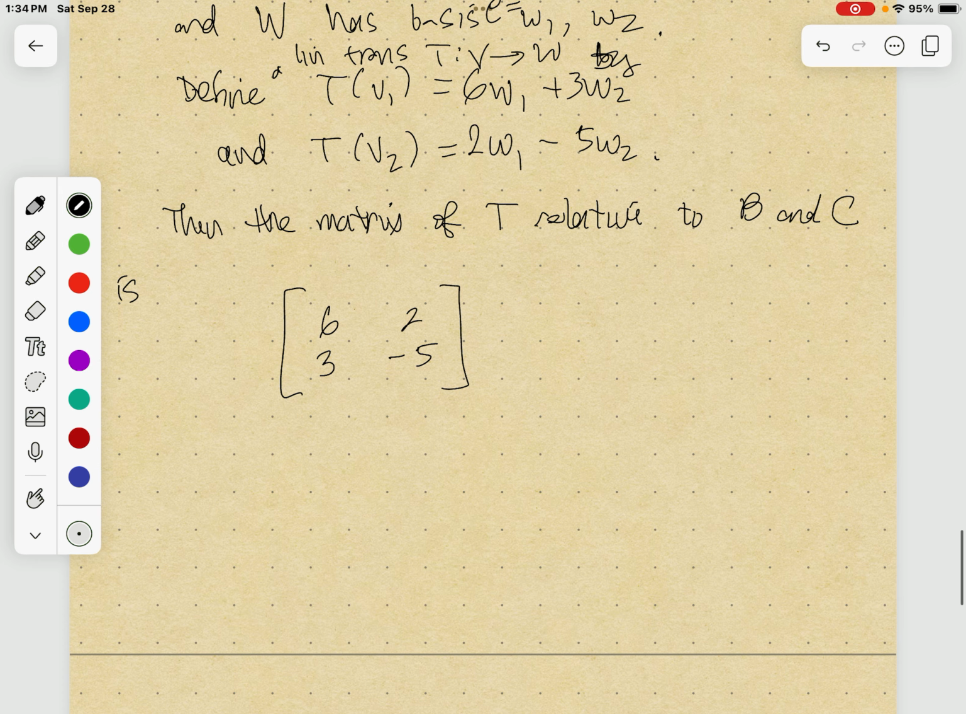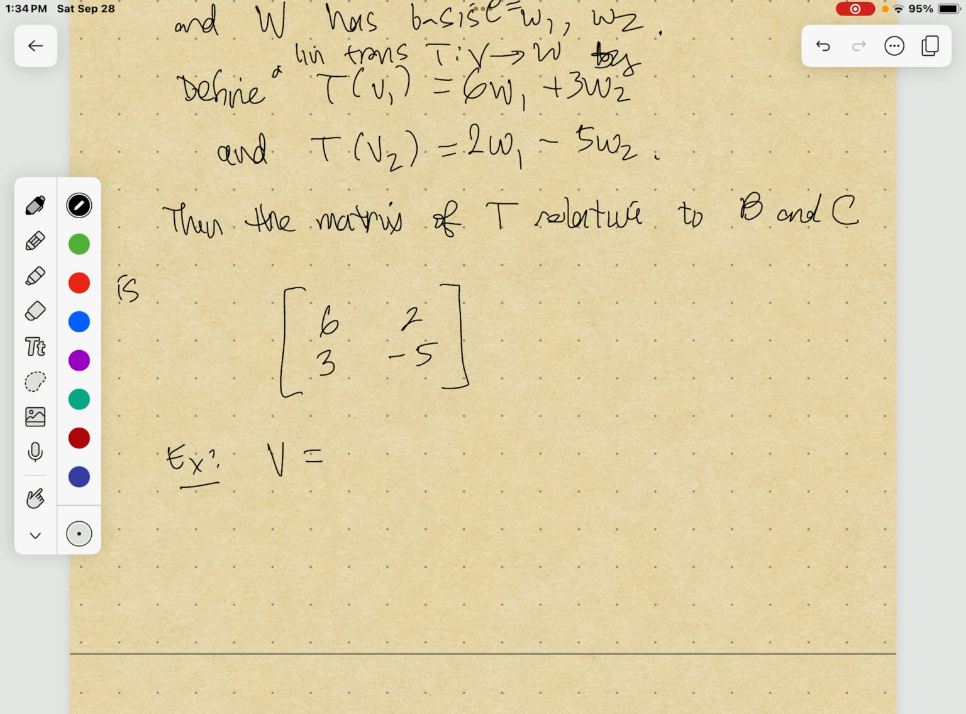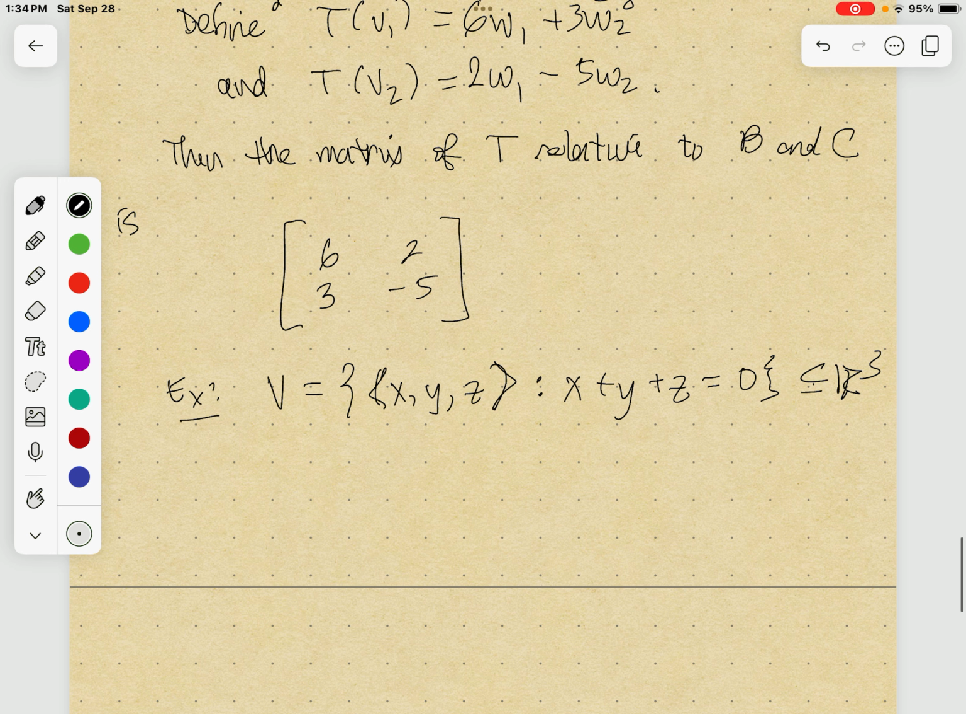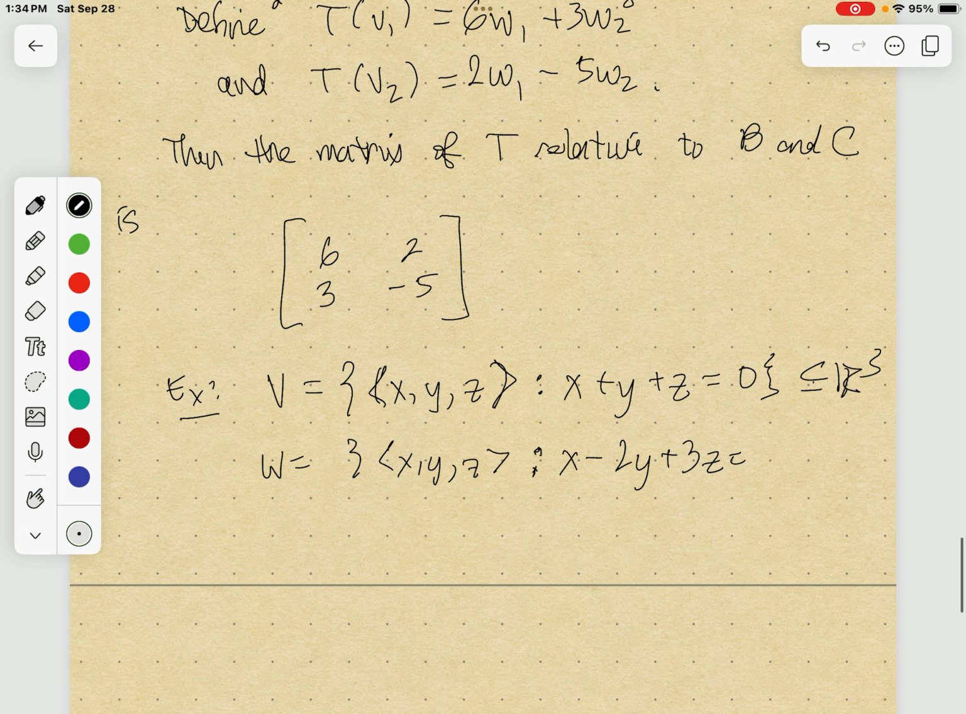Let's do another example. Let's say that V is this space, the set of all vectors x, y, z in R3 such that x plus y plus z equals 0. So this is a subset of R3, with 3 components. And W is the set of x, y, and z such that x minus 2y plus 3z equals 0. So this is a subspace of R3. Okay, both of these are planes.